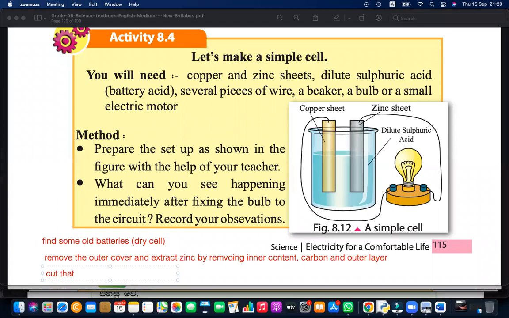Then what you need to do is cut that into small pieces and test the reaction with battery acid. You can buy a small amount of battery acid, maybe 100 milliliters, and put the zinc into it. Put 100 milliliters of battery acid and the zinc, and see the reaction, what will happen.